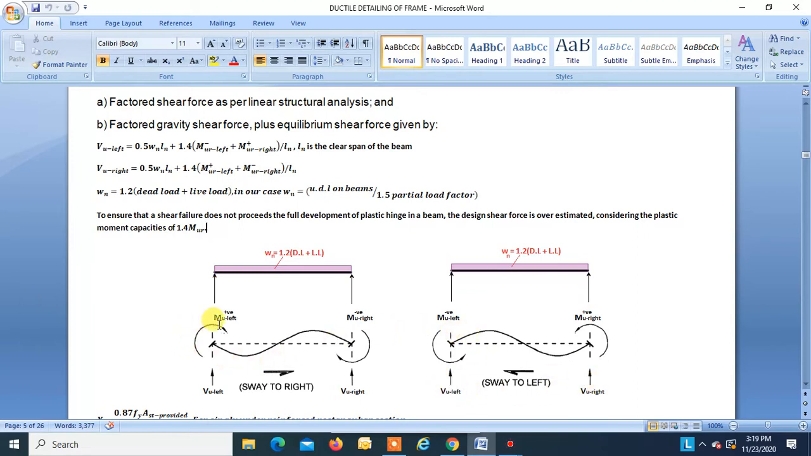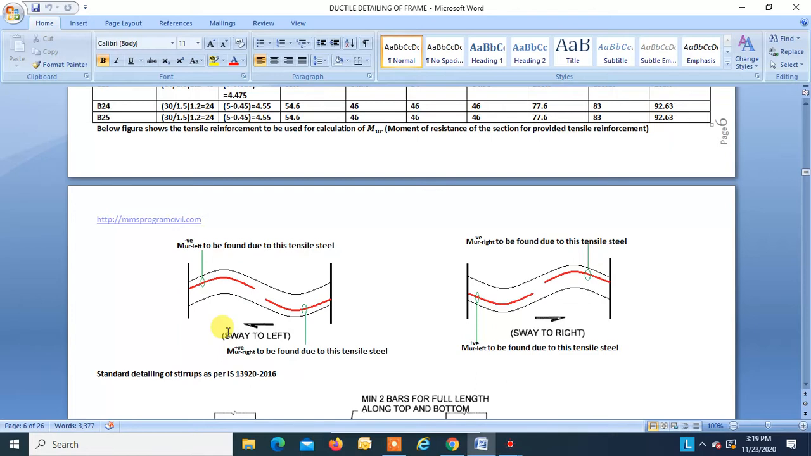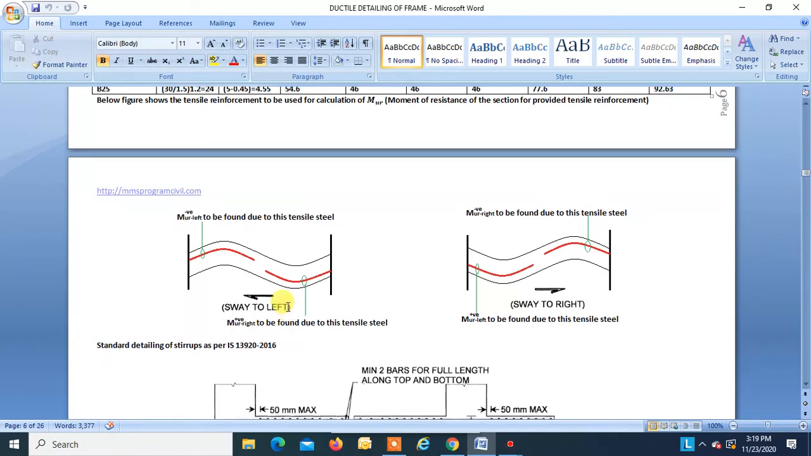Now how do we get this moment of resistance? We will try to understand that. When the sway is towards left, this is how the beam will deflect. This is hogging, so the tensile steel will be at top. This is sagging, so the tensile steel will be at bottom.